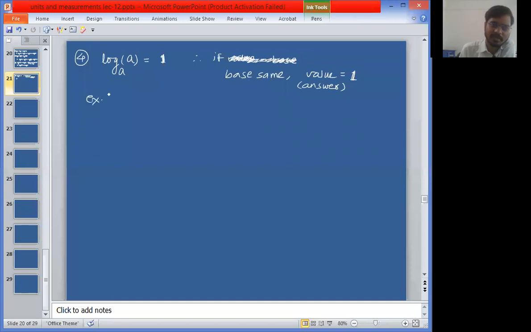Okay, look at an example, understand from the example. Log of 7 to the base 7, 1. Log of 15 to the base 15, answer is 1. So log of a to the base a, 1.